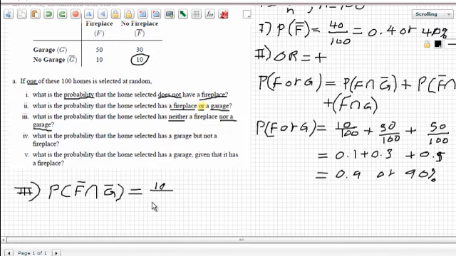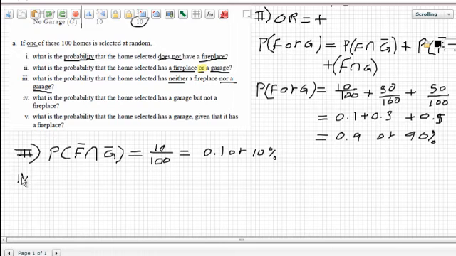So 10 houses out of 100 have no fireplaces and no garages. So that would be 0.1 or 10%. So it's a very slim chance that the home would neither have a fireplace nor a garage in this case.